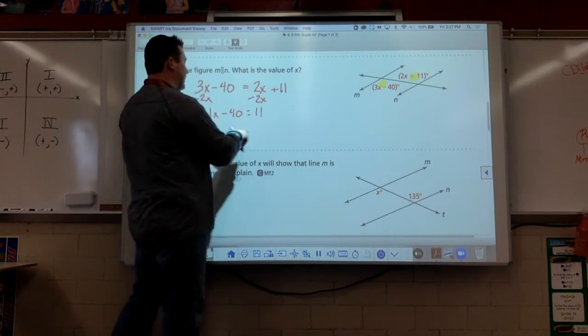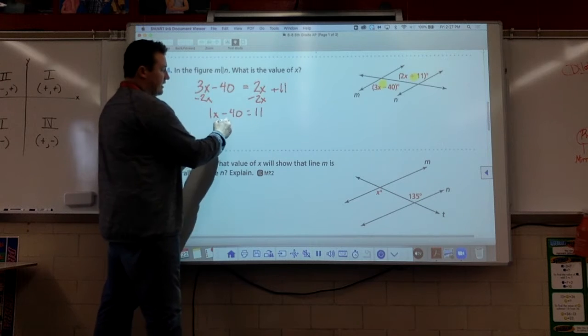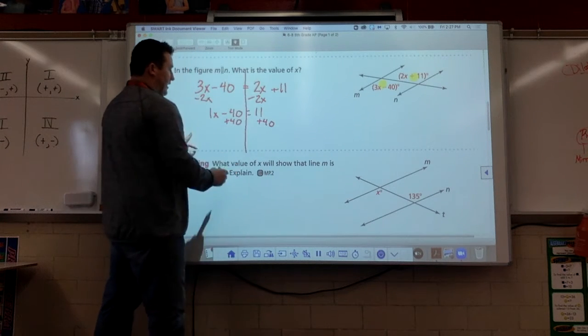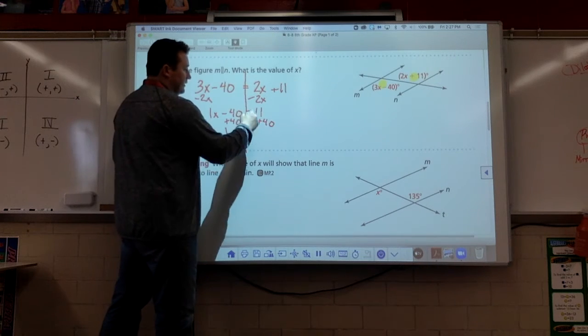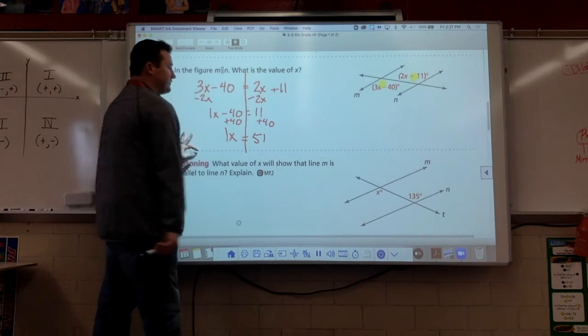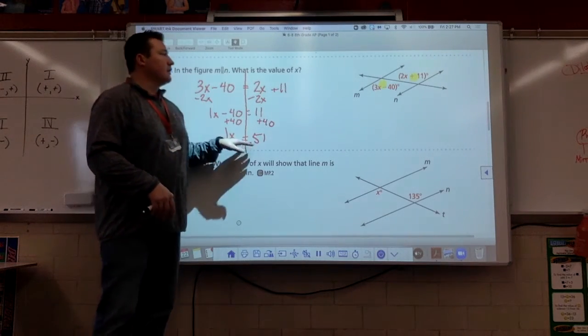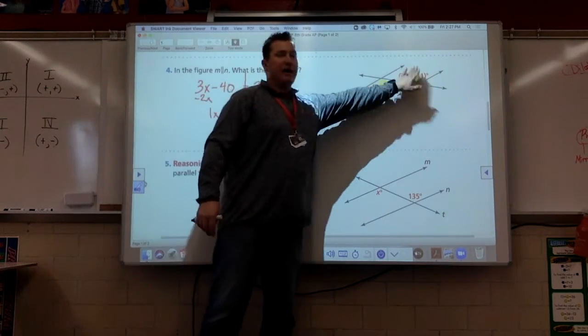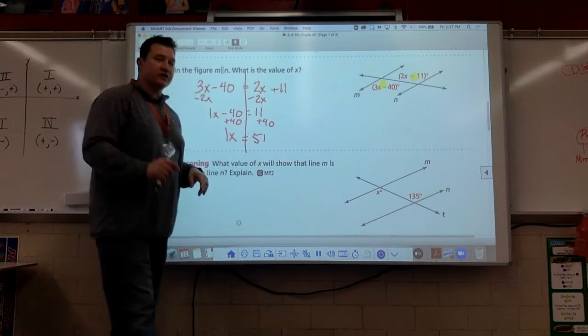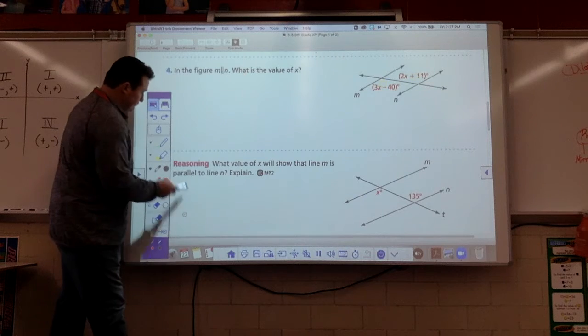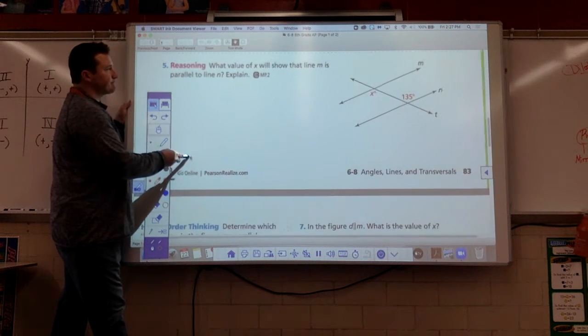Again, solve the equation. Move this into the other side now. We got to add 40. Mr. Noel's probably mad I didn't draw my line. There you go, Mr. Noel. Yeah, that's better. 11 plus 40, 51. There you go. So 51 is the value of x, right? That will make these lines parallel to each other because those two expressions have to equal each other. Have to. Got to. Can't do it any other way.